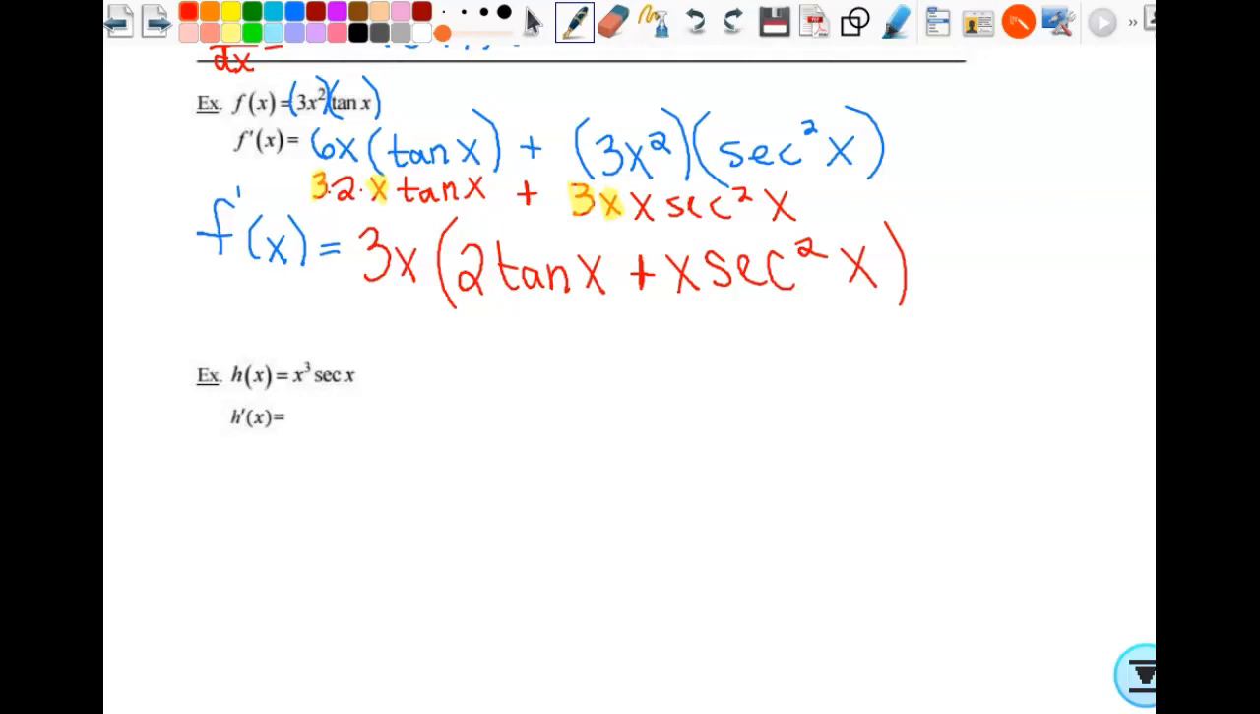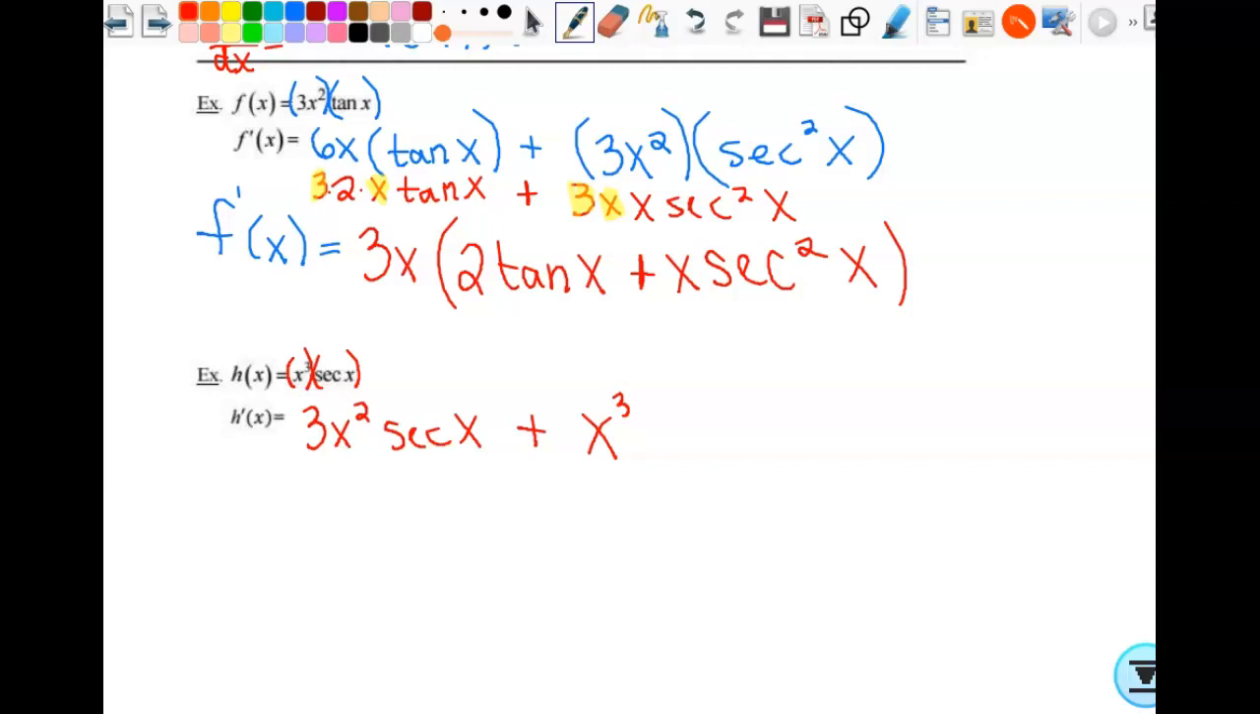I always like to practice the factoring during class just so you get really efficient. Okay, so we have a function that is the product of x cubed and secant x. We have to recognize that that's a product. Both factors of that product have variable components, so I have to use product rule. Product rule says we take the derivative of the first, 3x squared, times the second, secant x, plus the first times the derivative of the second.